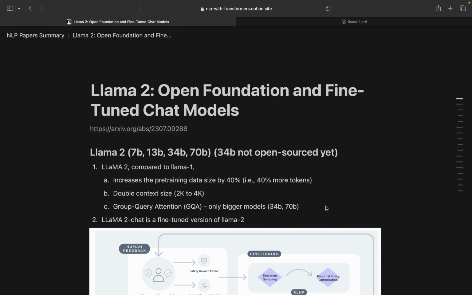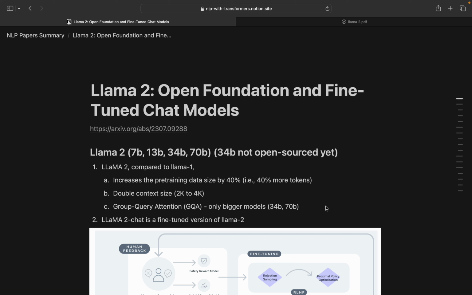Hello everyone. In this video, we'll be going through the LLaMA 2 paper from Meta on a very high level. LLaMA 2 was released in roughly June or July 2023. Now we are in 2024, at the start of August or September, and they have also released LLaMA 3 a couple of months back, which is multi-modal in nature.